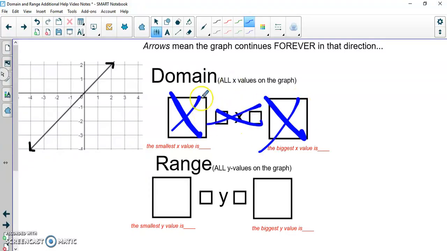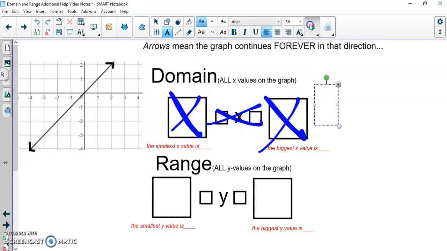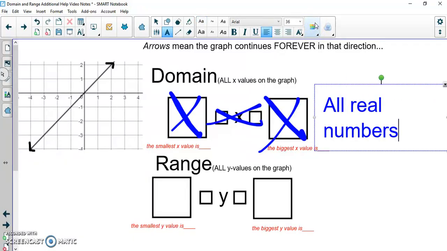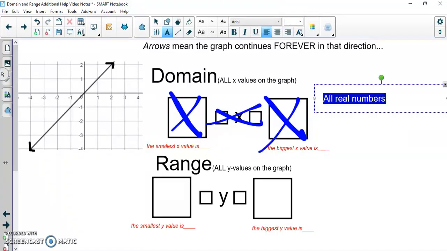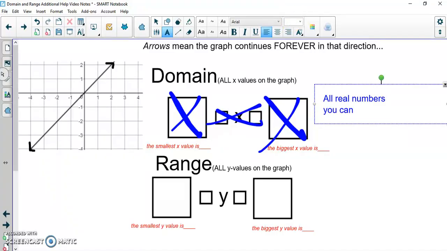So if I can't use any numbers, I have to use words. So we'll see again here that the numbers that could be on the graph are all the real numbers. So in other words, what we're saying is you can find a point on the graph with any x value as its coordinate.